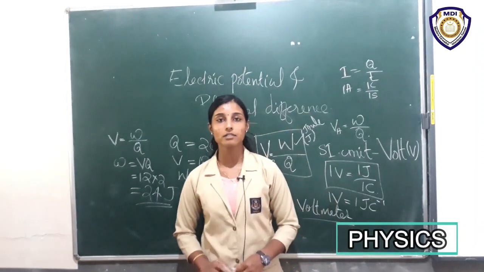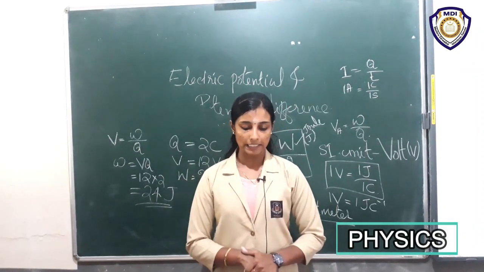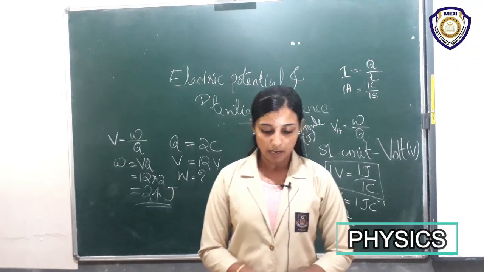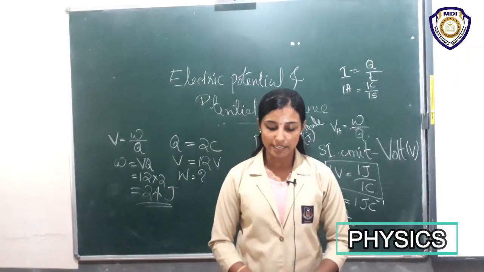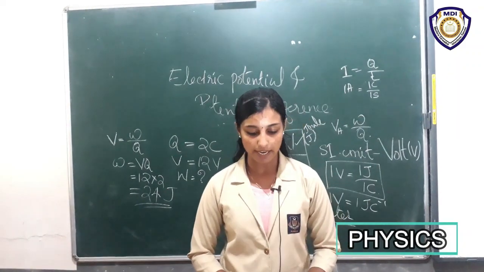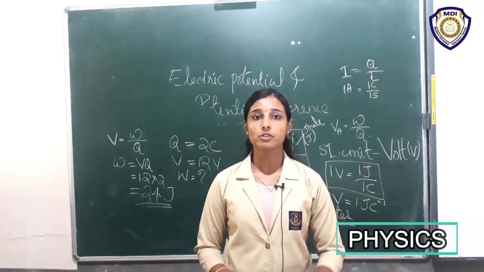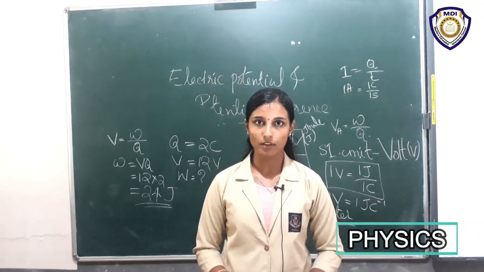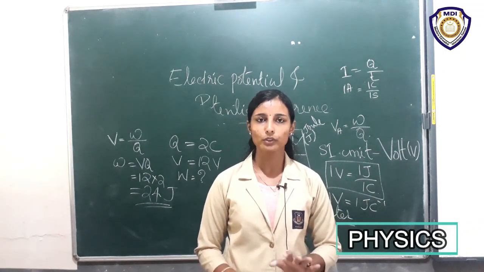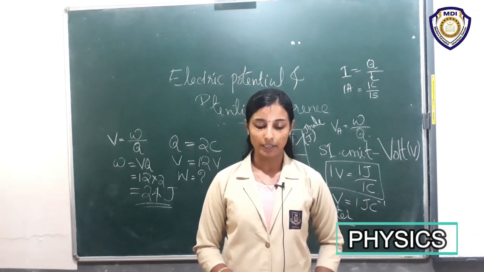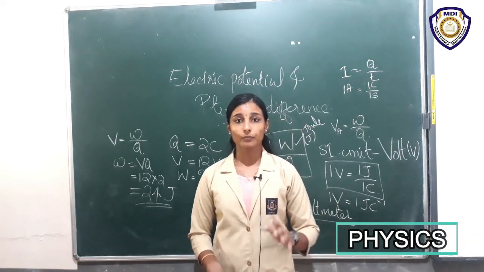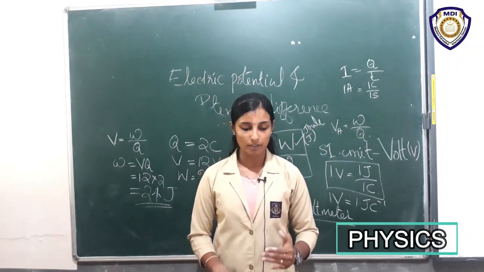And here you have some more questions to be done. For example: name the device that helps to maintain the potential difference across a conductor. All these questions you have to do as homework. So you should do the homework properly. Just do the 1, 2, 3 questions.